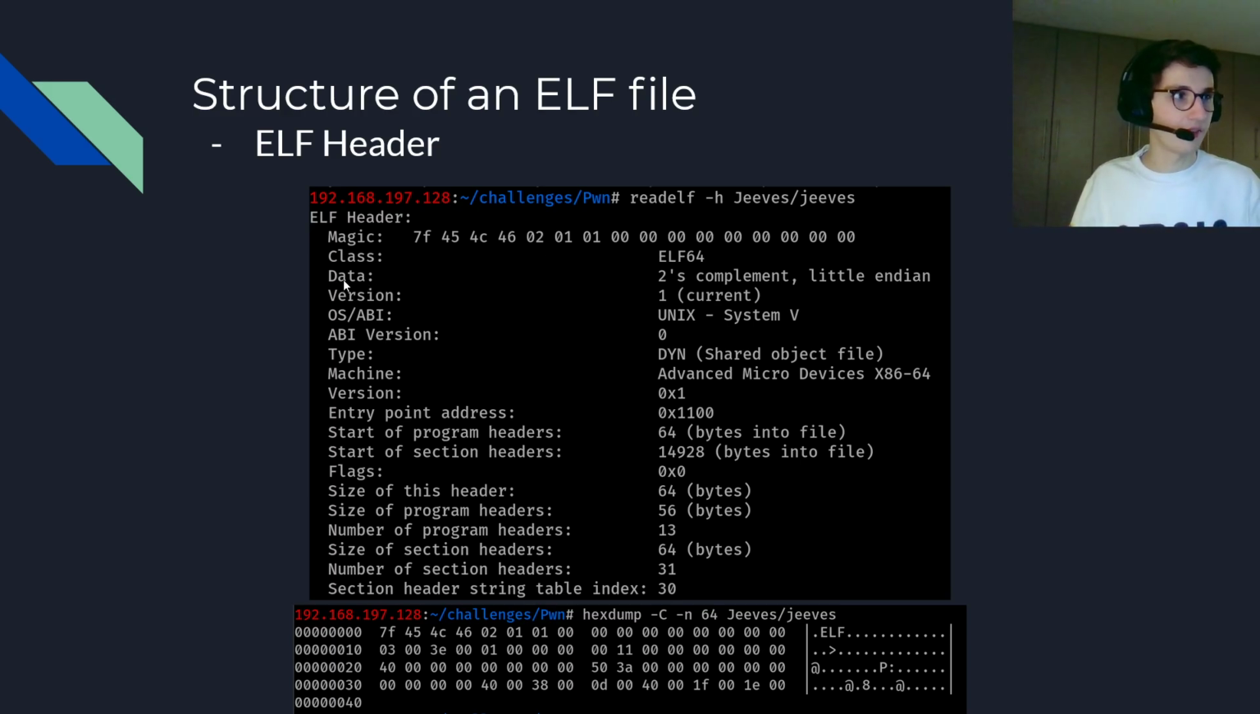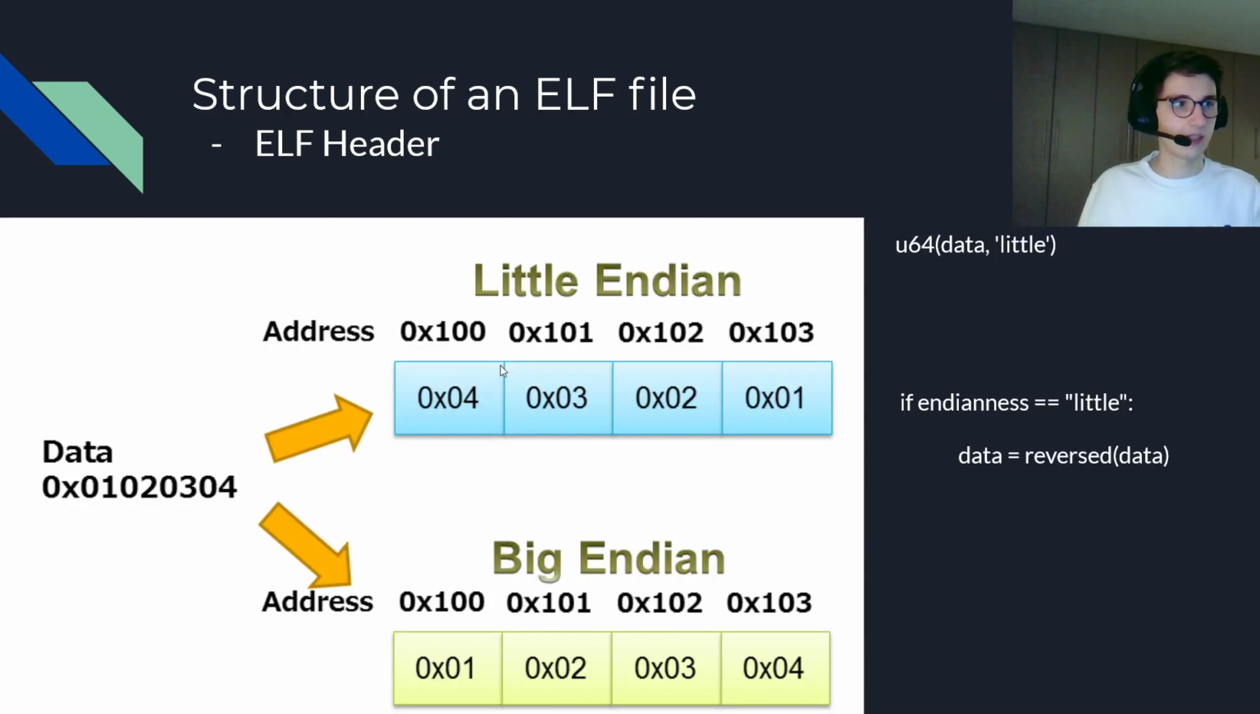Then we have the data field here, and the data field is very interesting also for binary exploitation, because this is going to define whether the binary is using little or big endianness. So whether it's little or big endian, if you don't know what that means, maybe you've heard of least significant bit and most significant bit. So the endianness is pretty much going to describe how your data is actually being stored. And I have this little graph here that's going to better show that.